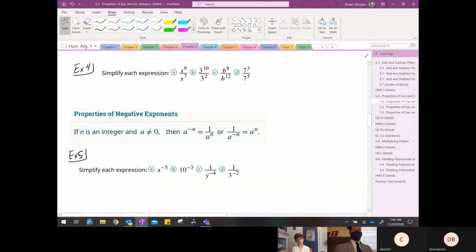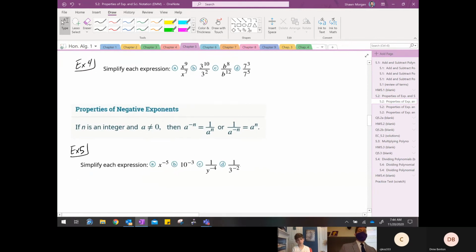look at these two exercises before we have to go today, and consider what we would do if we had negative exponents. Example 4, part A is easy. That's cake. We got x to the 9th over x to the 7th. Joey, what's that going to be? 9 minus 7 is 2, so that's x squared. We got 3 to the 10 over 3 to the 2. That's 3 to the 8. I don't know what 3 to the 8 is, so I'm just going to leave it as 3 to the 8.